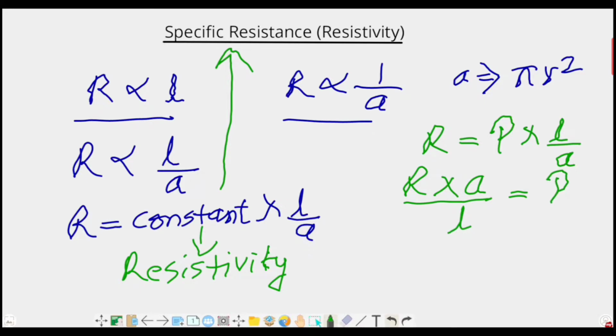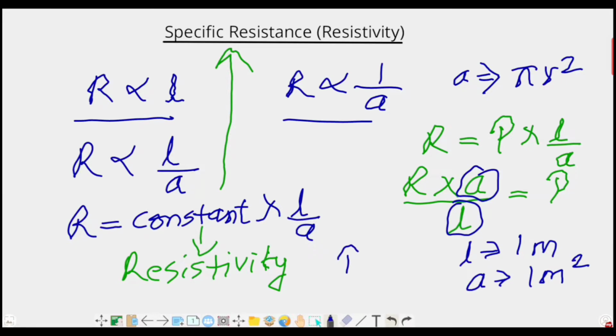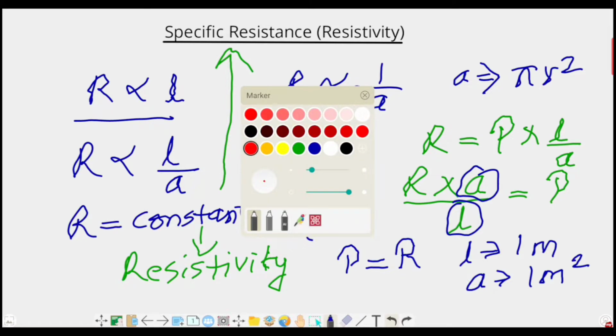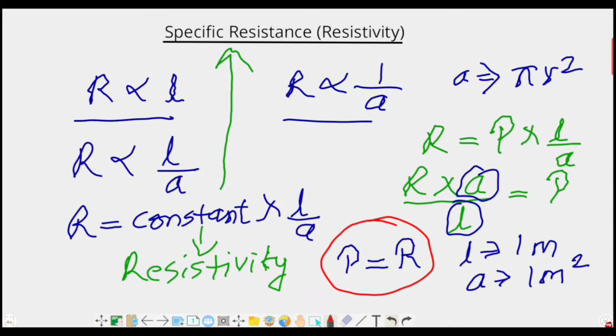So what is resistivity? If I consider the length of the wire as 1 meter and the area of cross section as 1 meter square, so both these will be the unit value, so your rho will be equal to resistance. So this will help you to define the resistivity. Resistivity is the resistance of the wire of the material of unit length with unit cross-sectional area. So always keep in mind that rho equals R when we are taking the length of the conductor as 1 meter and area as 1 meter square.